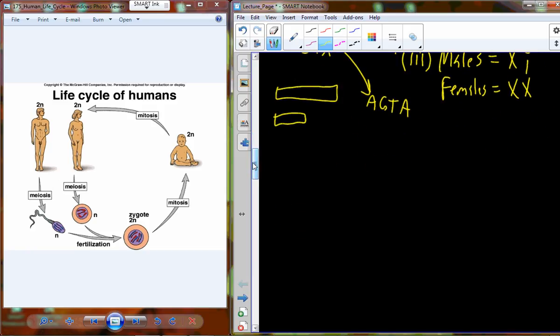Which, by the way, a fun fact: does anyone happen to know what hormone actually masculinizes the male brain? Actually, not testosterone, it's actually estrogen. If you ever take endocrinology, there's a plug for the class. Talk about how that is and why that is.